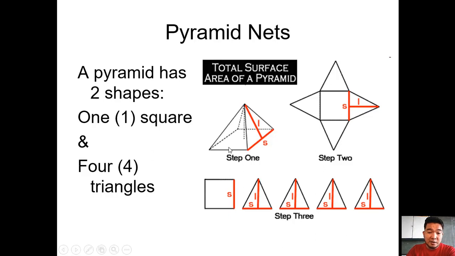There are instances where our base is changing. Sometimes it's a triangle, sometimes it's a pentagon, or whatever plane figure it may be. But in this case, since this is a square pyramid, we have 1 square and 4 triangles on the side.